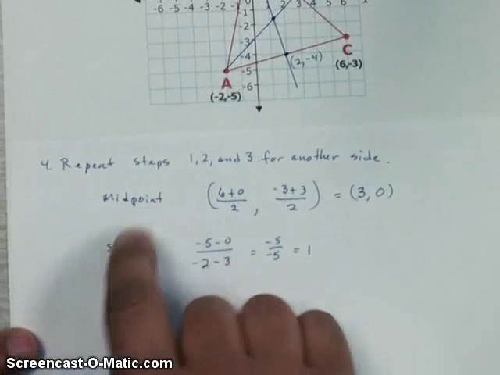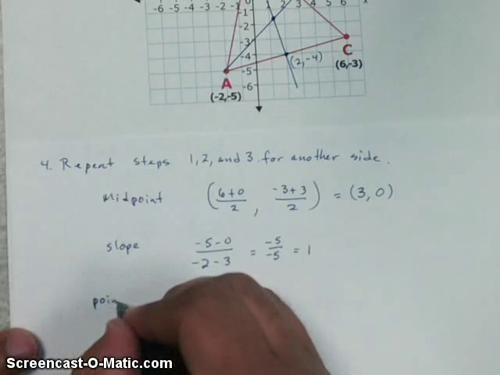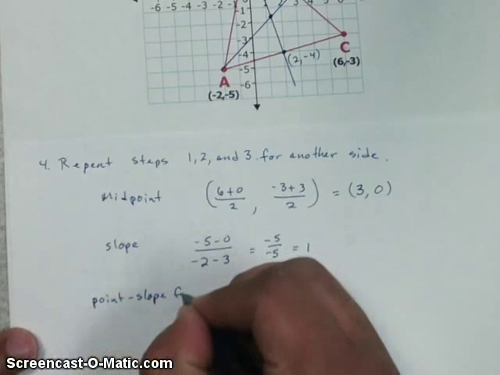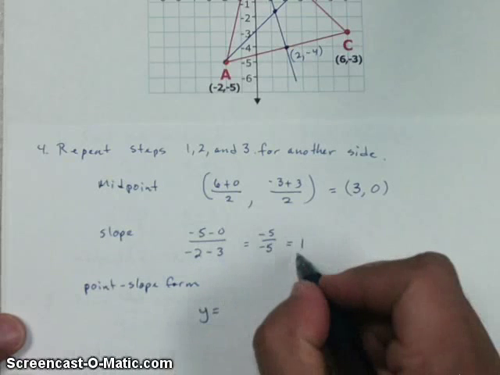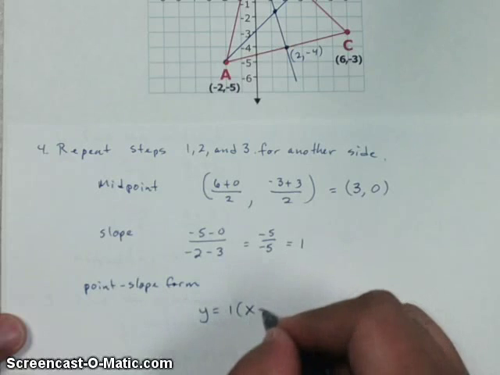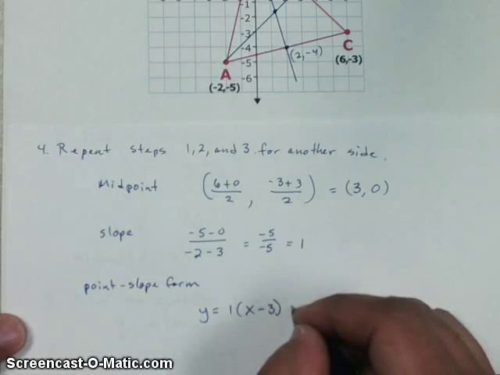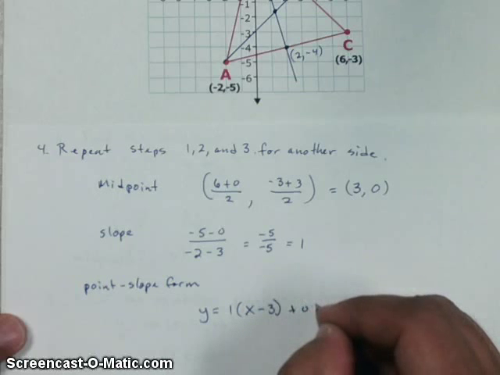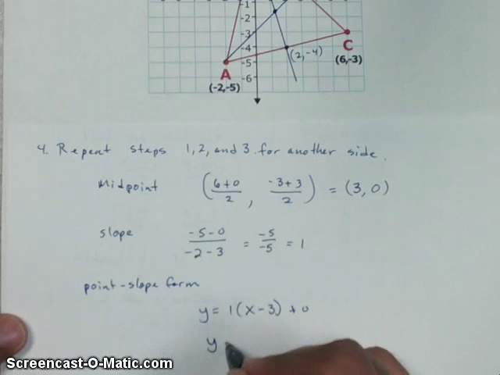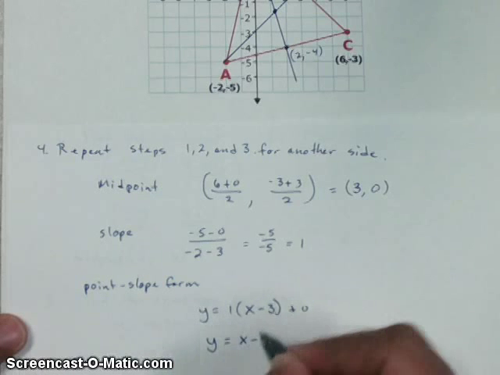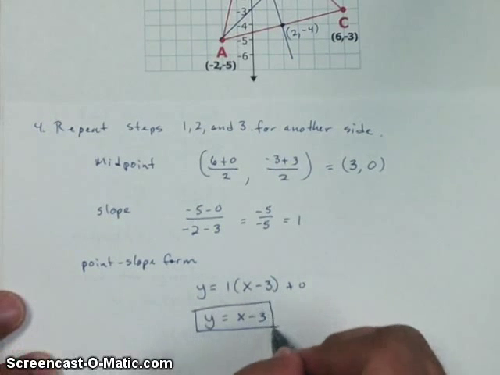So we found the midpoint and we found the slope. Now I need to plug into the point slope form. That's going to give me y equals 1 for my slope, x minus 3 plus 0. Distributing, simplifying, we get that this equation is y equals x minus 3, because we distribute the 1. That doesn't change anything. So here is my second equation.